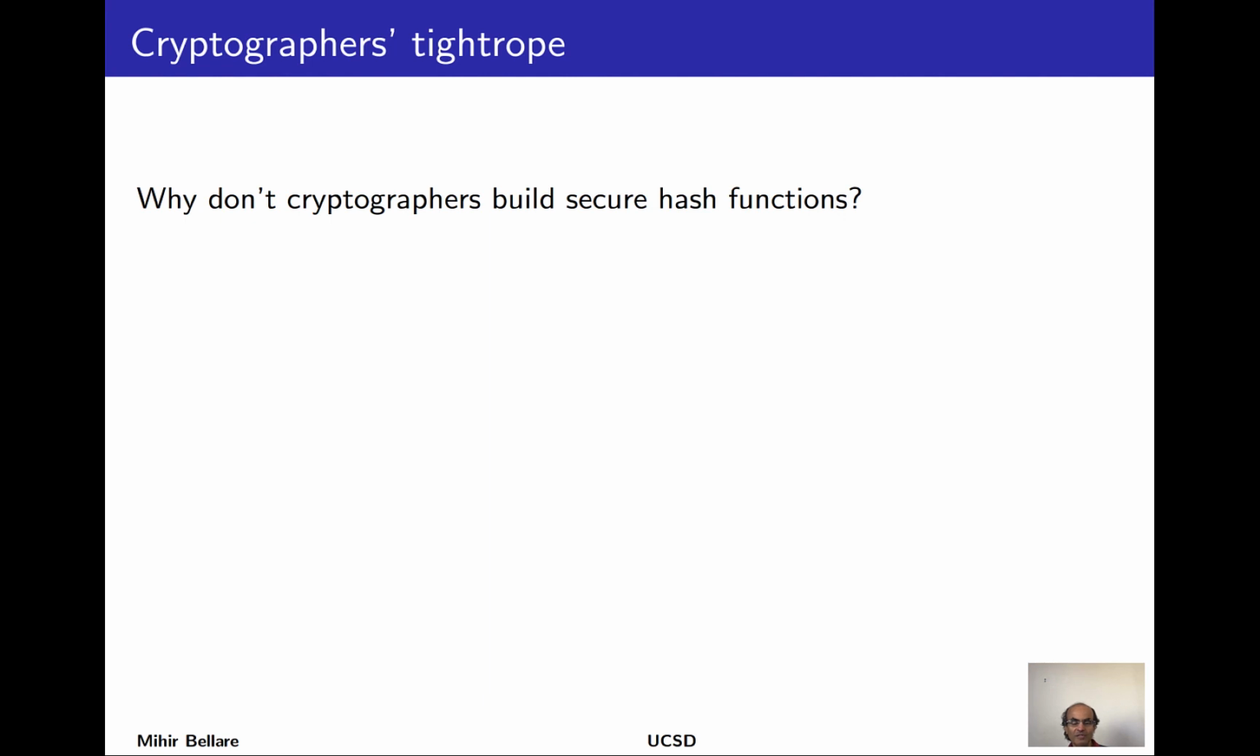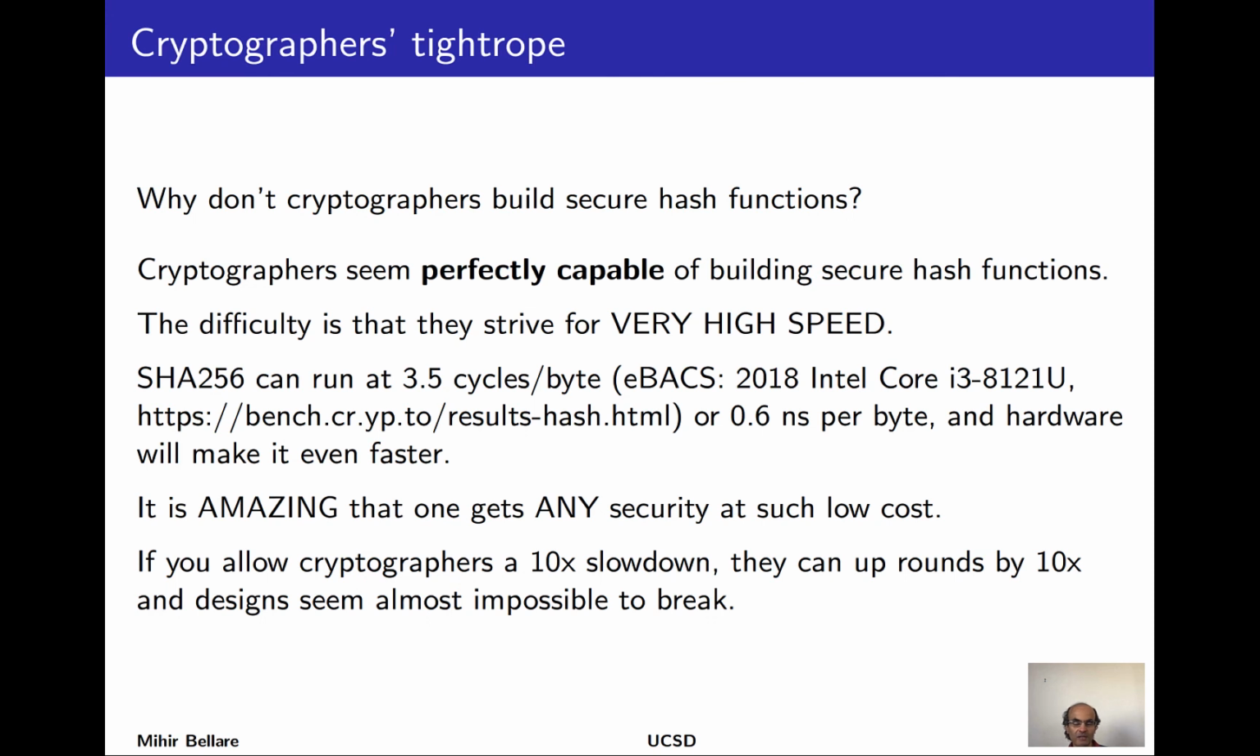Why don't cryptographers build secure hash functions? Are they ignorant, or what's going on? Well, there's of course a personal view, but my sense is that cryptographers are perfectly capable in principle of building very secure hash functions. The difficulty is the tightrope of performance to security. When you strive for very high speed, you cut corners. Now, SHA-256 runs at 3.5 cycles per byte on modern machines, and that's less than a nanosecond per byte, and hardware will make it even faster.